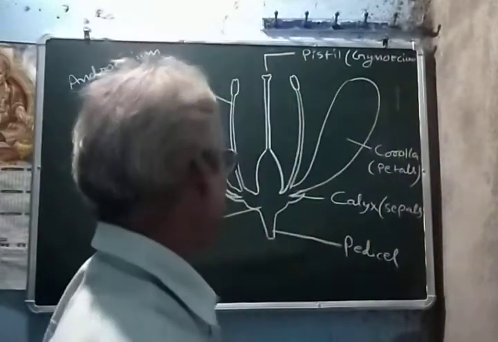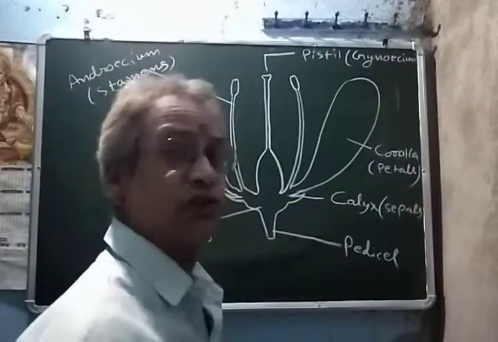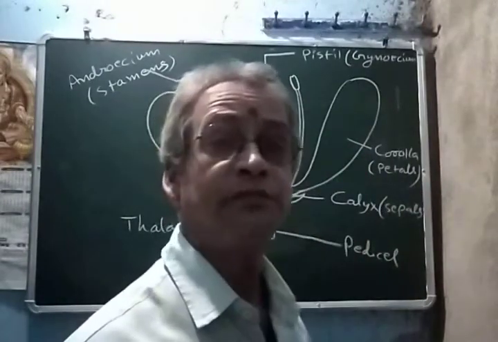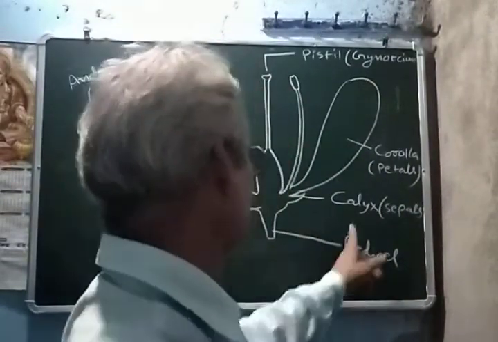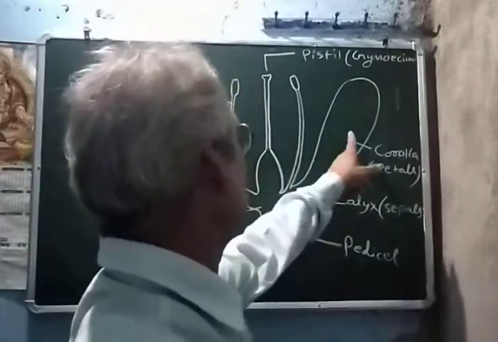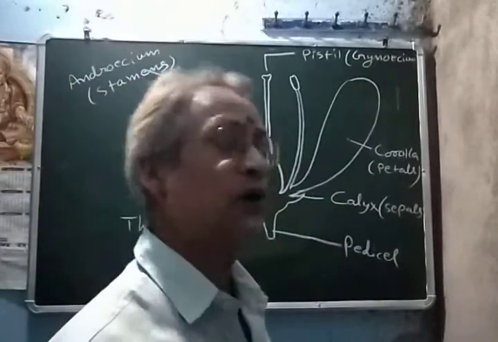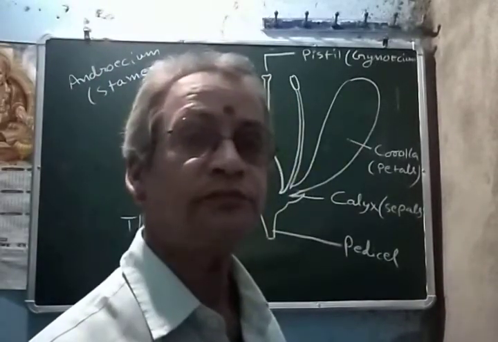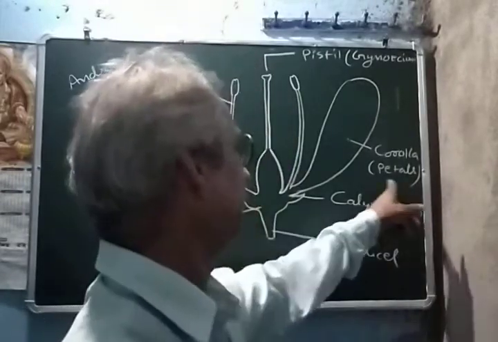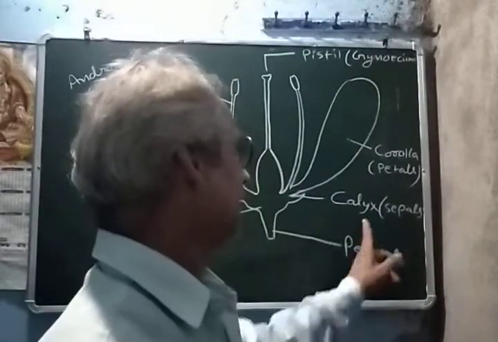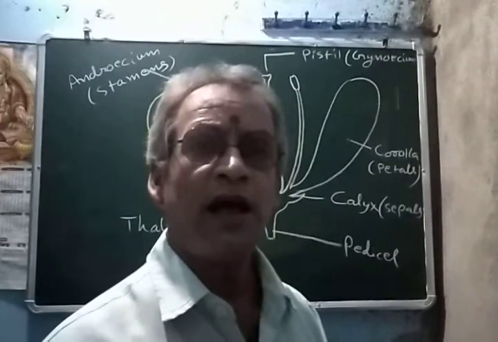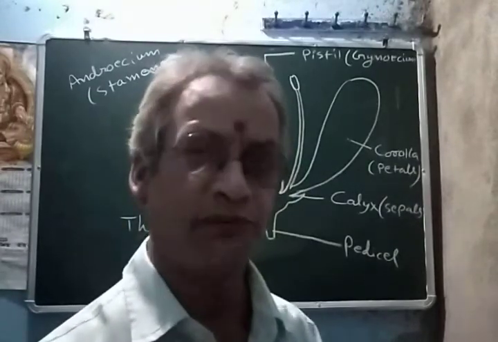First and outermost whorl is called calyx, and the unit of calyx is called sepal. Second whorl is called corolla, and the unit of corolla is called petals. Calyx and corolla are accessory parts of the flower.